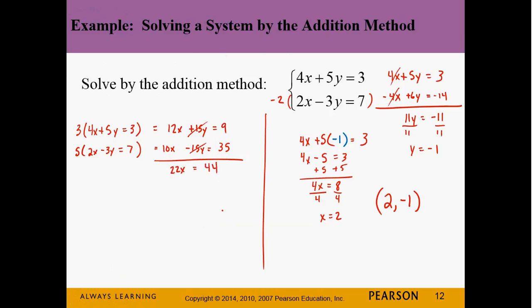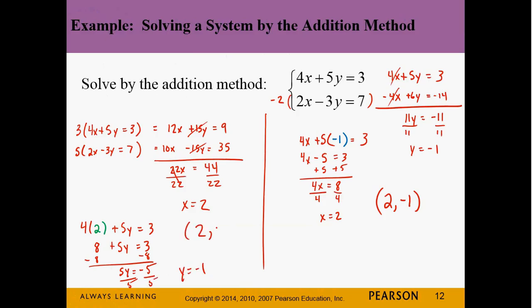22x equals 44. Right, divide by 22, x equals 2. Now, just like before, I've got one of my variables, so how do I get the other one? Plug it back into one of my original equations. So 4 times 2 plus 5y equals 3. So 8 plus 5y equals 3, subtract 8, 5y equals negative 5, divide by 5, y equals negative 1. And once again, we get 2, negative 1 as our ordered pair.